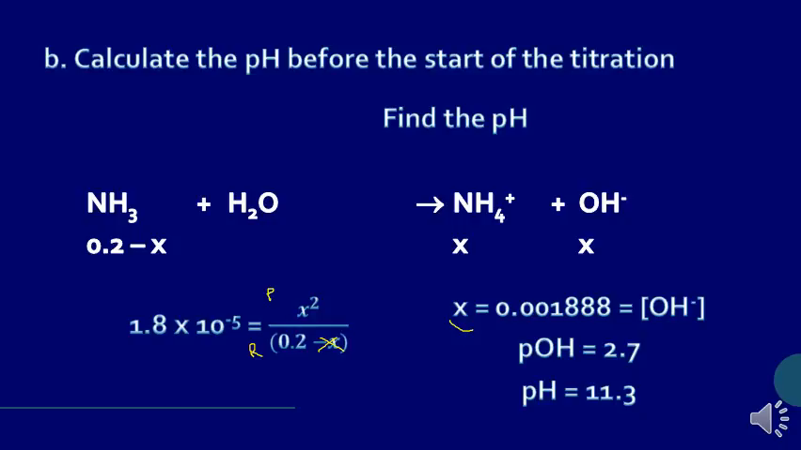Now, that is the concentration of both this and this. Since we're not interested in the concentration of ammonium, we're interested in the hydroxide ion, which gives us our pOH, and then subtracting that from 14, you have your pH.